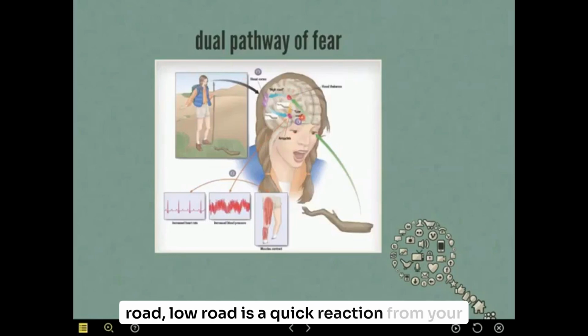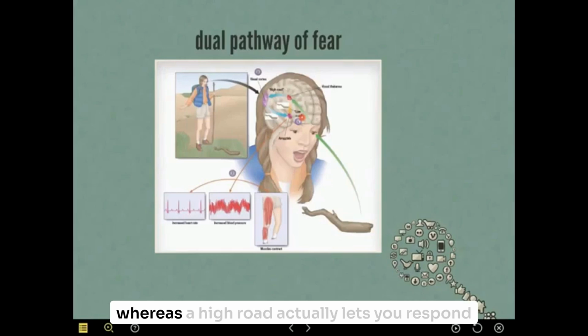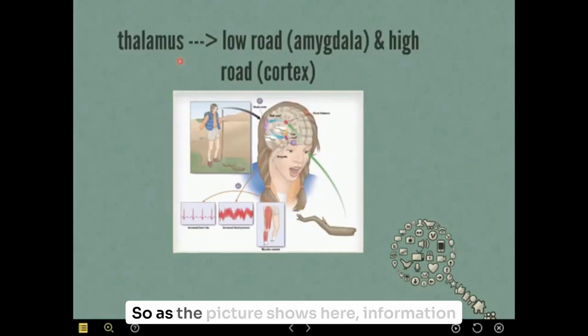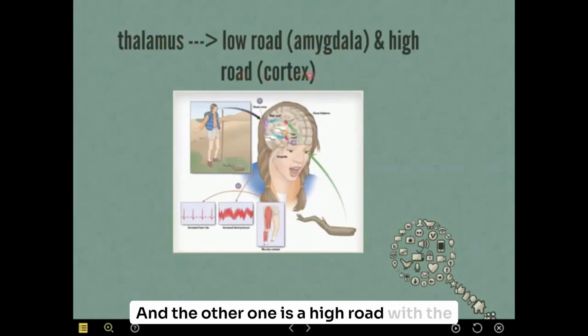The low road is a quick reaction from your amygdala, and the high road relates to the cortex, which takes longer. So both are important if you think about it. The low road actually helps you survive, versus the high road, which lets you respond appropriately after taking some time. So as the picture shows here, information that reaches the thalamus will take two routes. The low road is going to the amygdala, and the high road is going to the cortex. One is quick, which leads to a quick response, physiological changes, and the other one, the high road going to the cortex, takes more time to cognitively process the information.